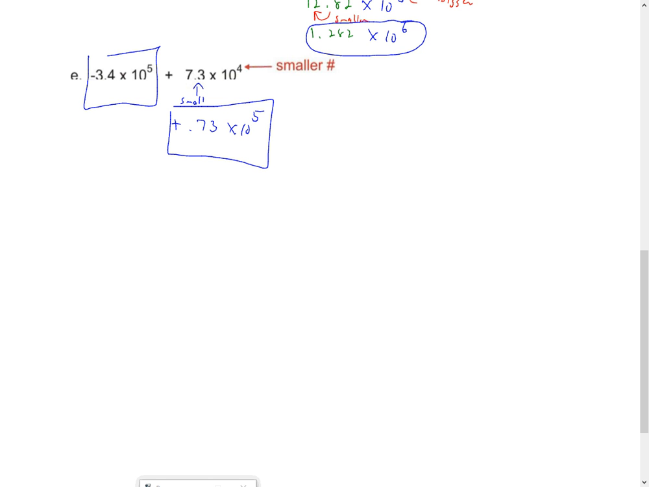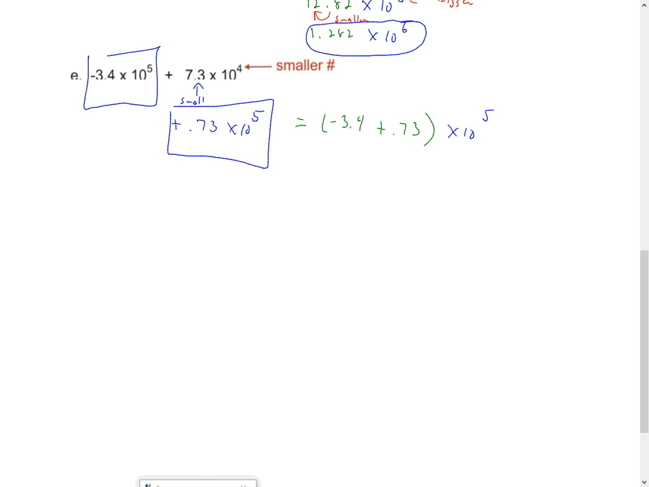Okay, so let's use our color. Let's grab our green. The front, do you agree, is a negative 3.4? And the back is a positive 0.73. And our power is going to be times 10 to the 5th. All right, now you got to be careful. You got to add a negative 3.4 and a positive 0.73.